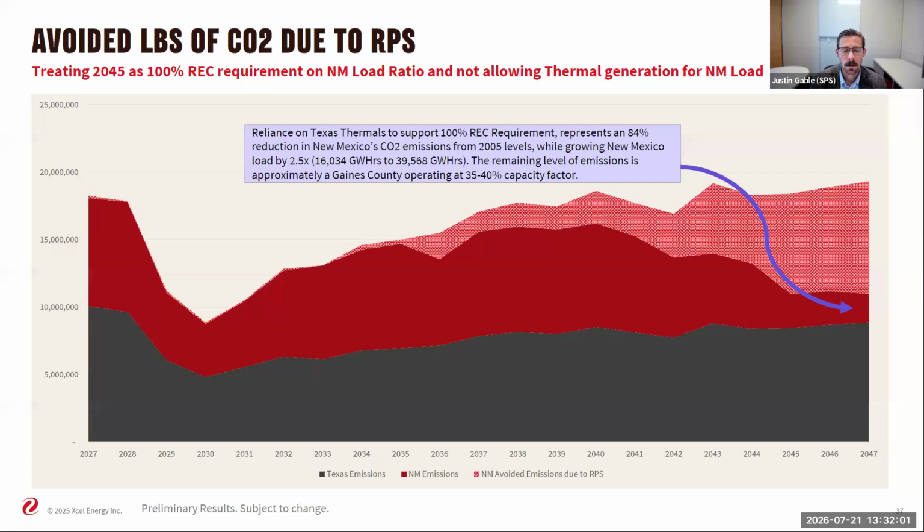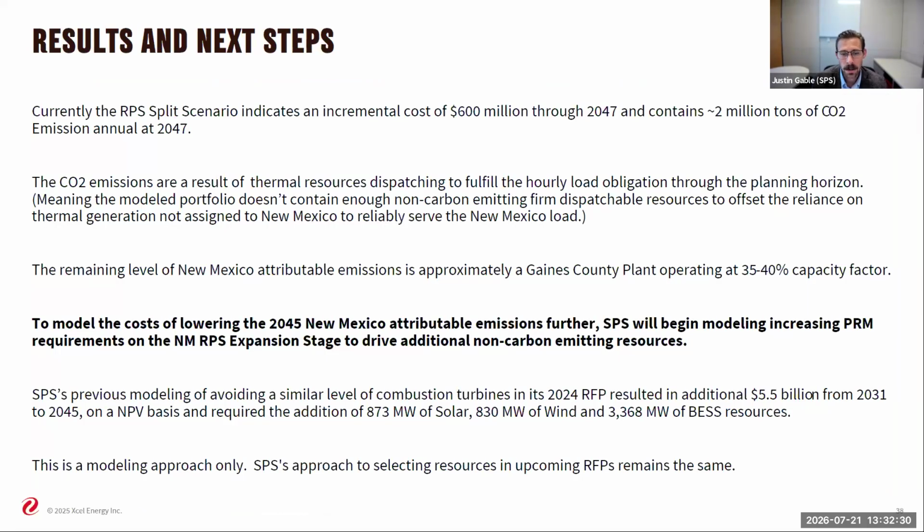So the reference to Gaines County in this purple square right here is only to give folks an indication of the volume of emissions. There's no actual attributing of the Gaines County emissions in this run towards New Mexico. We're just giving people a general idea of what this amount of emissions looks like. It looks like 1,000 megawatts of CTs operating at a 35 to 40% capacity factor. And the reason we made that reference is that on the next slide, the 24 RFP included Gaines County, and we did scenarios where we removed Gaines County and allowed it to re-optimize to replace it. So it's really answering two separate questions.